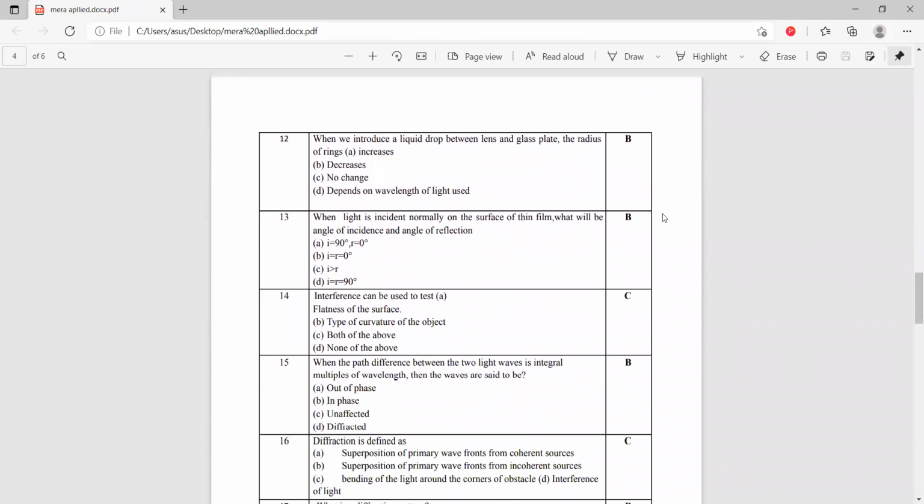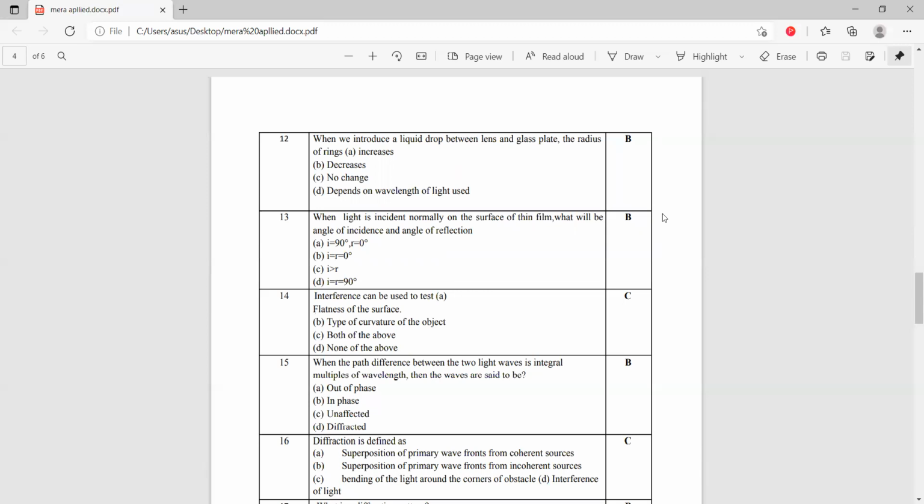When we introduce a liquid drop between lens and glass plate, the radius of rings, we have to complete the sentence. The options are A, increases, B, decreases, C, no change, D, depends on wavelength of light used. So the correct answer is option B, decreases. When we introduce a liquid drop between lens and glass plate, the radius of the rings always decreases.